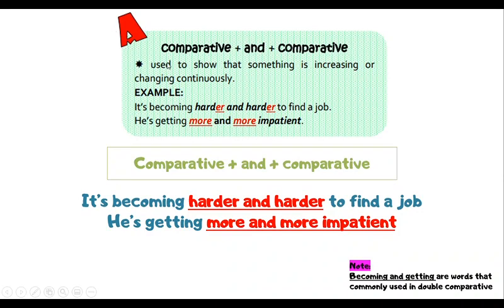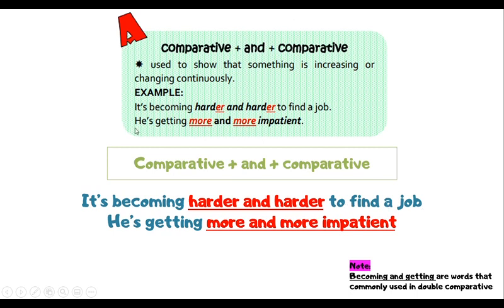So the first rule is used to show that something is increasing or changing continuously. And the formula is comparative plus and plus comparative. Take a look at the example. Okay, the first, it's becoming harder and harder to find a job. Here we have the comparative form harder, and, and comparative again, harder, to find a job.